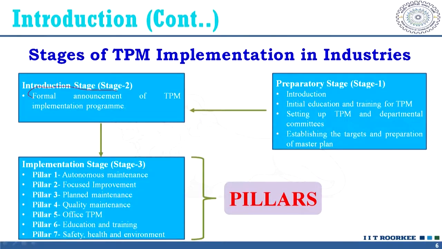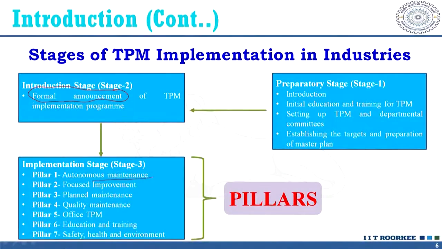In that stage you need to formally announce the TPM implementation program, so that your employees, all the people of your company, should know that there is a practice which is going to be implemented in your company. Then there are 7 pillars for the implementation of TPM, which come under the third stage, called the implementation stage. First is autonomous maintenance, then focused maintenance, then planned maintenance, then quality maintenance, then office TPM, then education and training, and then the last one, safety, health and environment. These 7 are called the pillars of TPM.